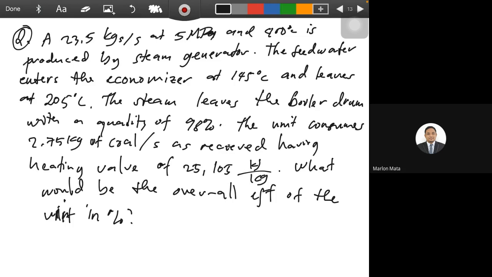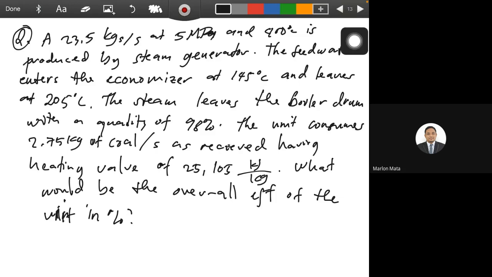The feed water enters the economizer, which is another term for a preheater, at 145 degrees Celsius and leaves at 205. Meaning the original temperature of the feed water is 145 degrees Celsius, but due to preheating it becomes 205 degrees Celsius. The steam leaves the boiler drum with a quality of 98%, so therefore 2% moisture. The unit consumes 2.75 kilograms of coal per second as received, having a heating value of 25,105 kilojoules per kilogram.